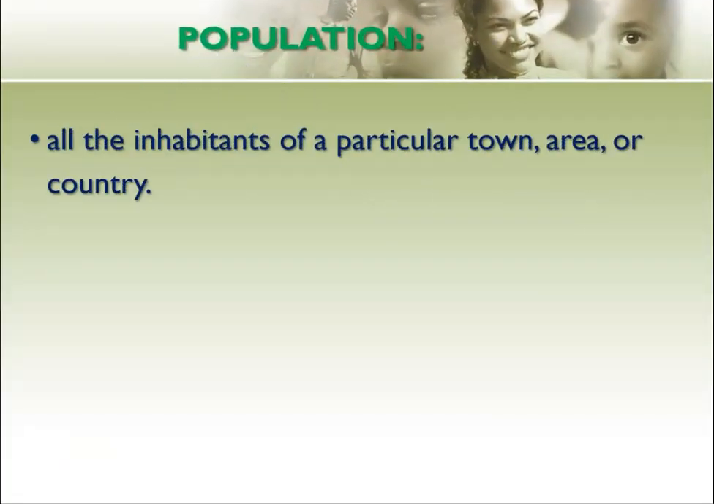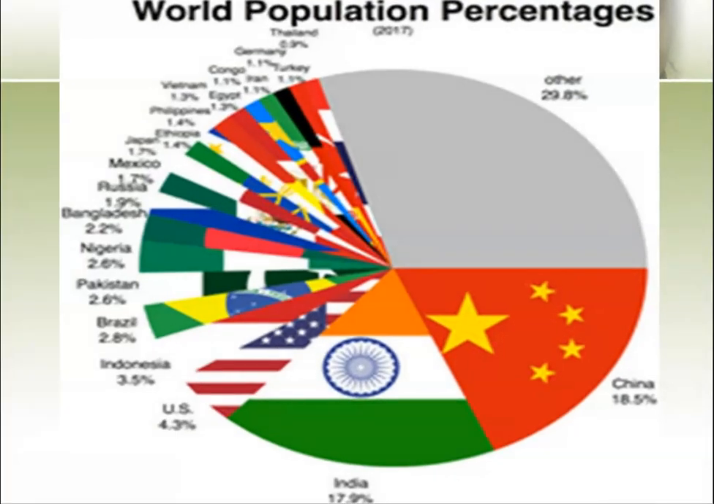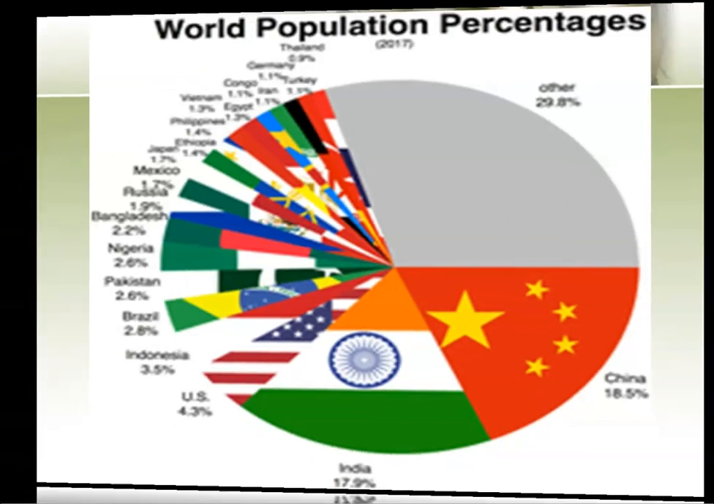Here we define population, which constitutes all the inhabitants of a particular town, area, or country, or the world as a whole. This is currently the percentage distribution of world population. China currently ranks number 1, followed by India, but soon India will surpass China, and currently Pakistan is probably number 5th in terms of population.